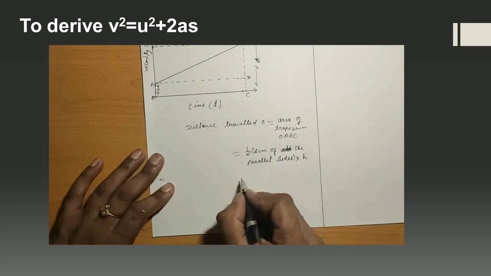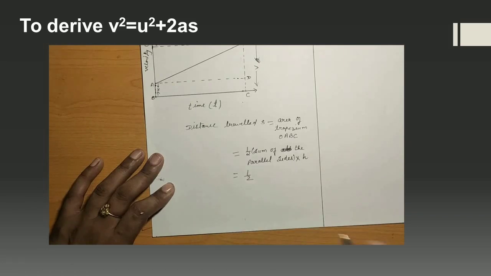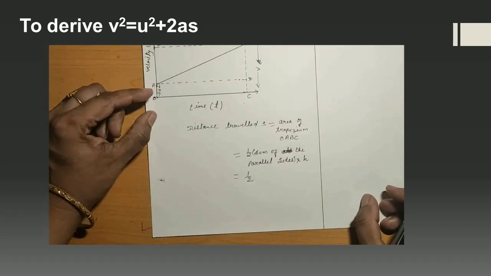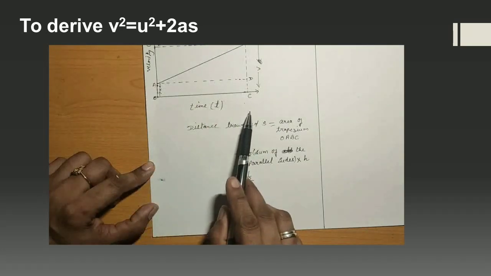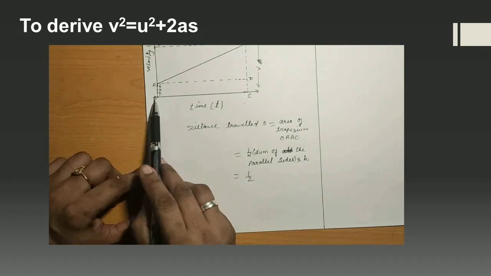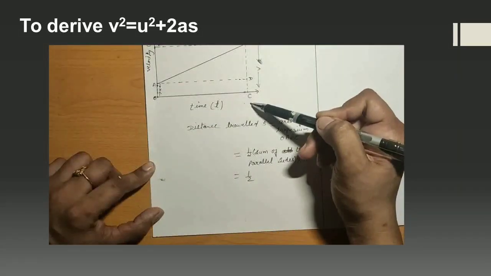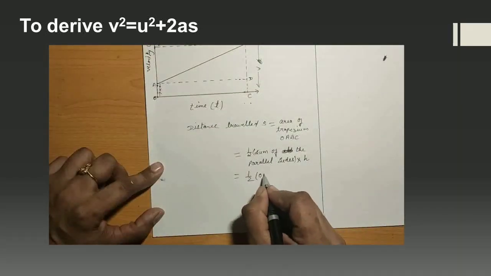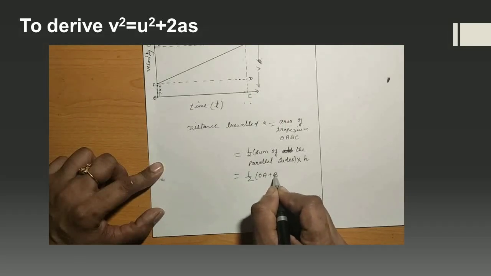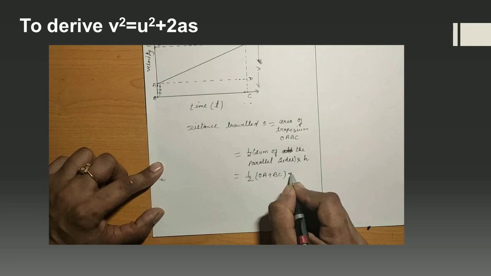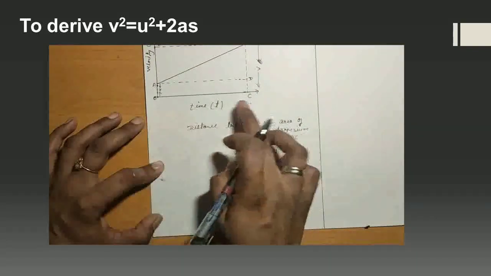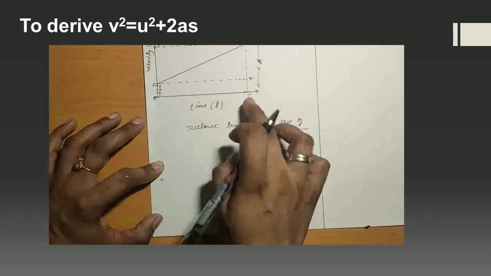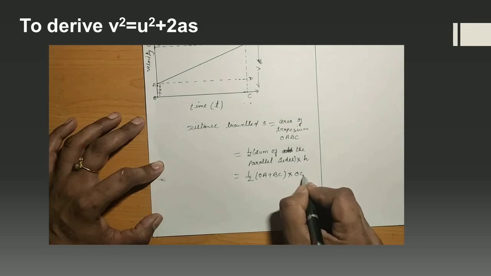Clear? So half, what is the sum of the parallel sides? What are the parallel sides of this trapezium OABC? The parallel sides are OA and BC. So sum of the parallel sides OA plus BC into height. What is the height of this trapezium? The height of this trapezium is OC. So here we will write OC.